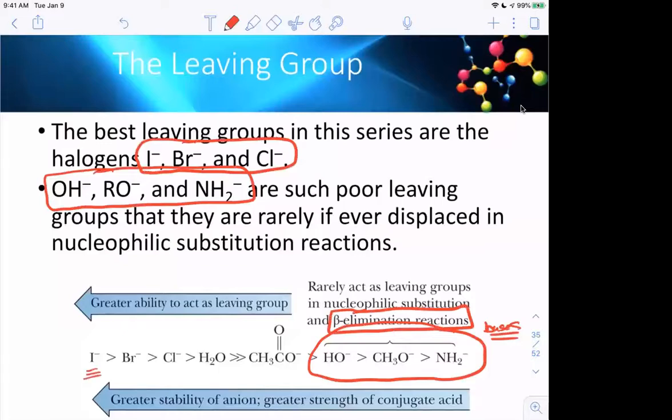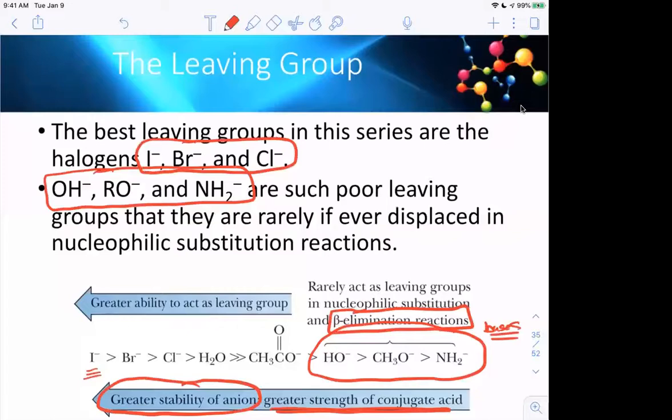Iodine is the best leaving group out there, and that's because the greater the stability of the anion, the greater the strength of that conjugate acid, right? Remember, this goes back to resonance, and is related to base strength. If my anion is stable, it will tend to leave better, right?